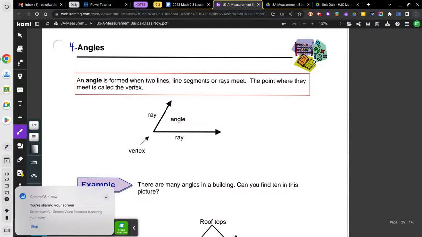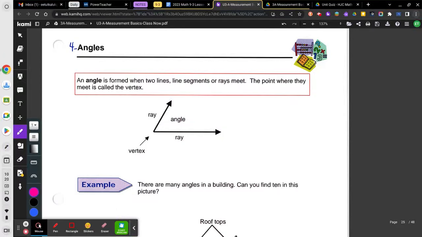Okay, welcome to Unit 3, Lesson 4. This is Unit 3A, talking about measurement basics. Lesson 4 is talking about angles. That's another basic piece of information that we need to talk about.